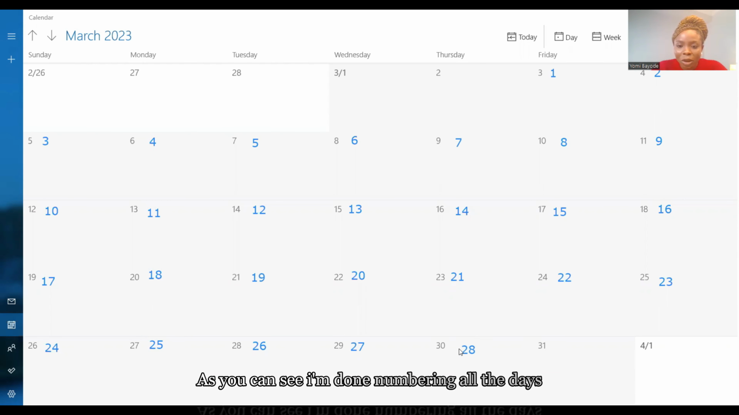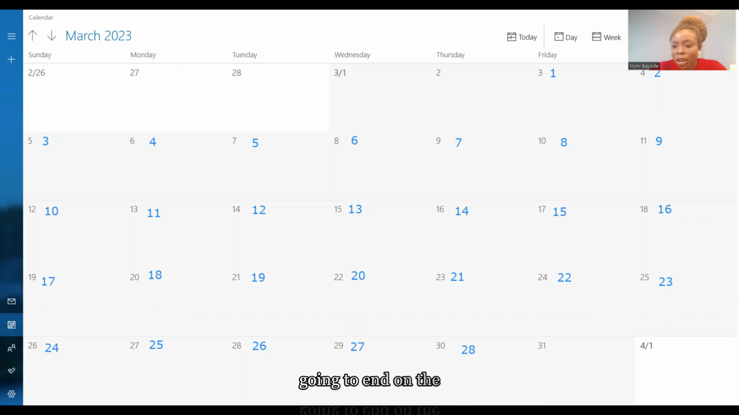You guys can see I'm done numbering all the days. So this person's cycle begins on the 3rd of March and it ends on the 30th of March, which makes it a 28-day cycle. If it's a 29-day cycle, it's most likely going to end on the 31st of March. If it's a 30-day cycle, then it's going to end on the 1st of April. So that means that on the 1st of April, this person begins to see another period.